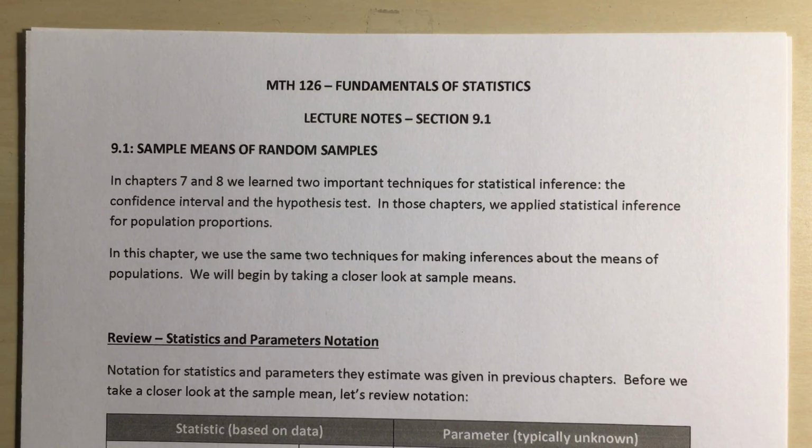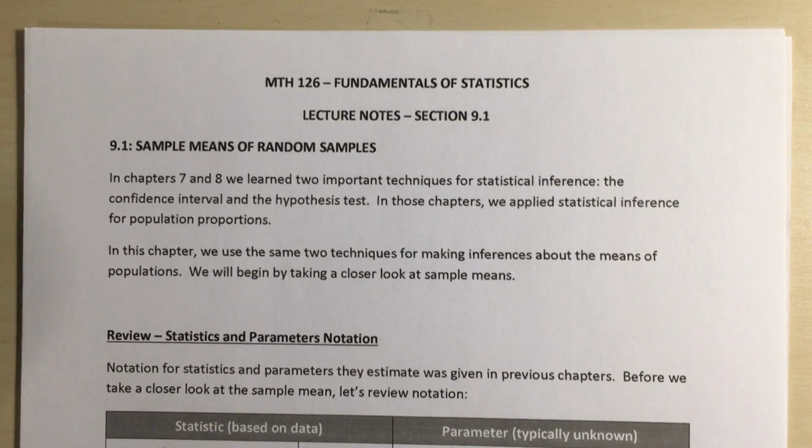In Chapters 7 and 8, we learned two important techniques for statistical inference, the confidence interval and the hypothesis test. In those chapters, we applied statistical inference to population proportions. In this chapter, we will use the same two techniques for making inferences about the means of populations. We will begin by taking a closer look at sample means. So again, instead of focusing on proportions, what we're focusing on in Chapter 9 is means.